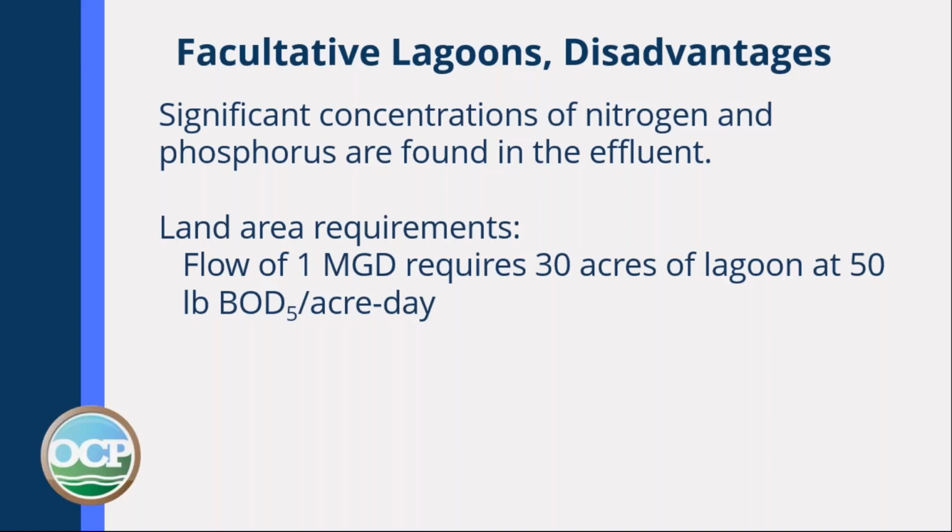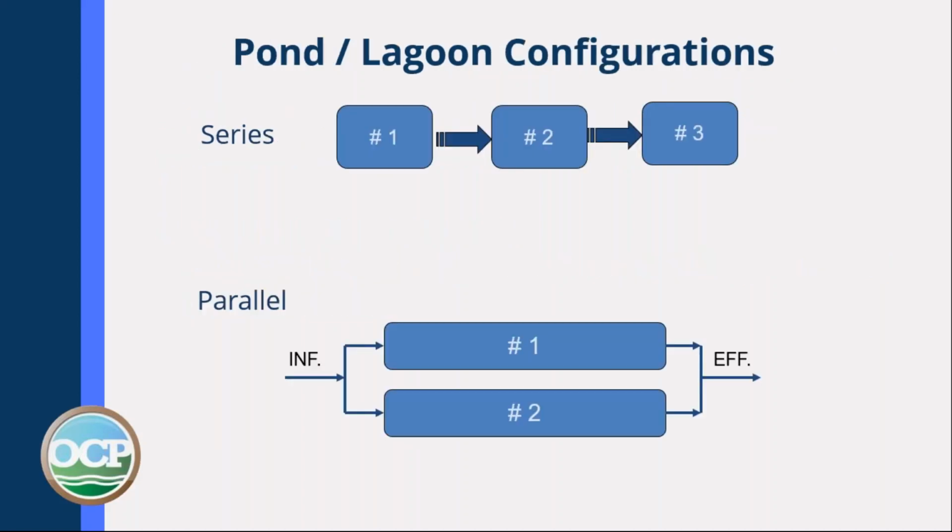A land area requirement for a facultative lagoon with a flow of 1 million gallons per day requires 30 acres of lagoon at 50 pounds of BOD5 per acre per day. So they have to be big. For lagoon configurations in series, that's where water goes into 1, then it flows to 2, then it flows to 3. In parallel, you split the influent equally between the 2 lagoons to balance the organic load.